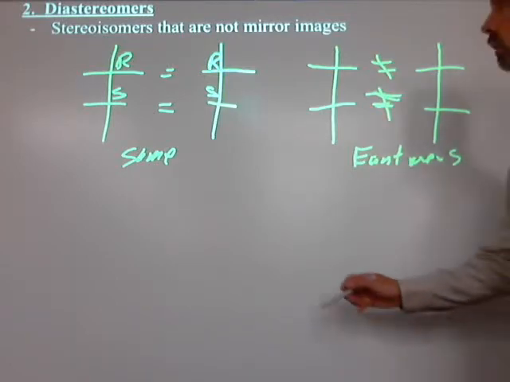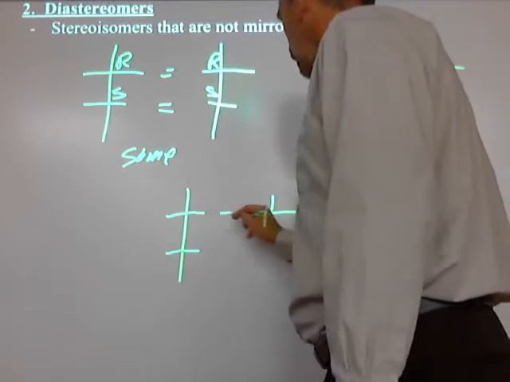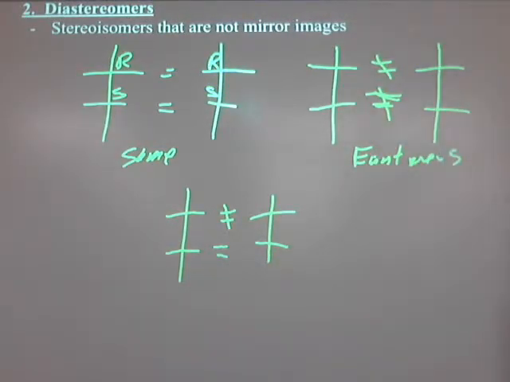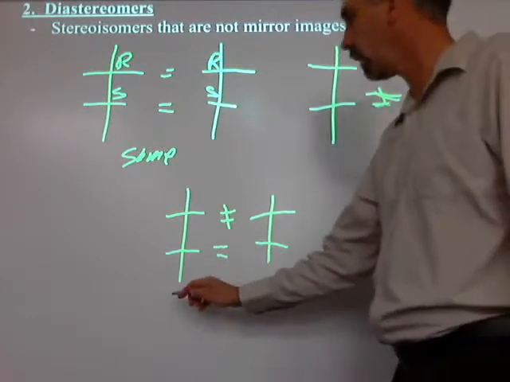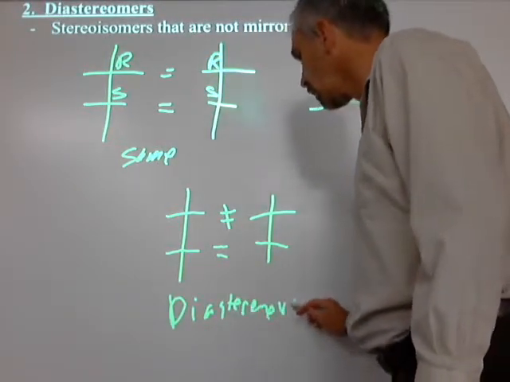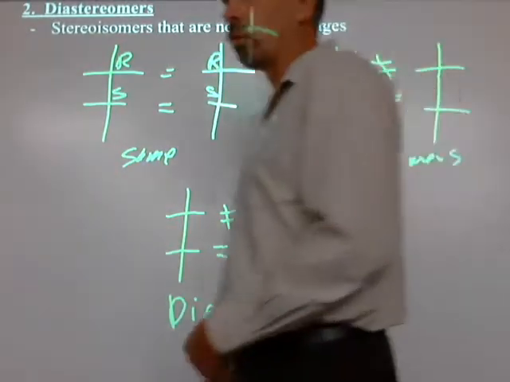And now the new one we just learned: unequal, equal. What do I have there? Disaster. Disaster. Diastereomers. Okay? And the possibilities of this aren't endless, but they're many.